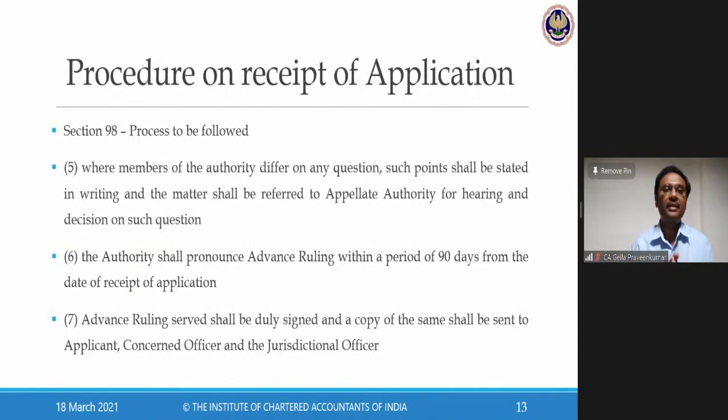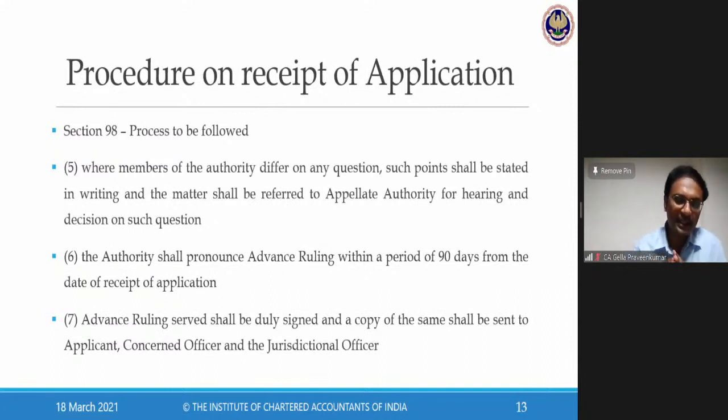Where the authority, as I said, has two people, one from the center, one from the state. Now, if there is a difference of opinion, like the state officer says, yes, ITC is eligible. The central officer says, no, ITC is not eligible. There's a difference of opinion. When one of the members has a difference of opinion on a question framed, then that cannot be resolved. They will say, look, we are not in a position to confirm on this particular matter. So let this matter be referred to the next level called the appellate authority.